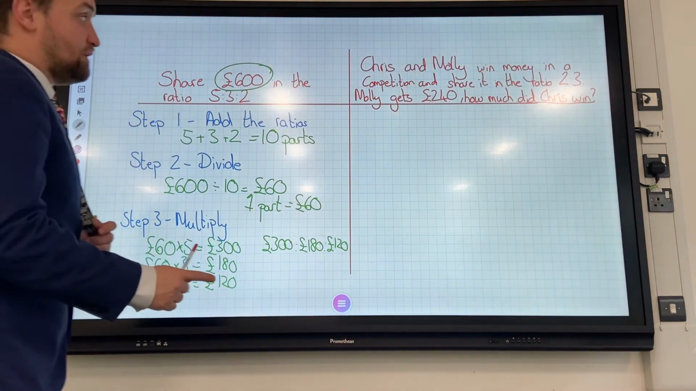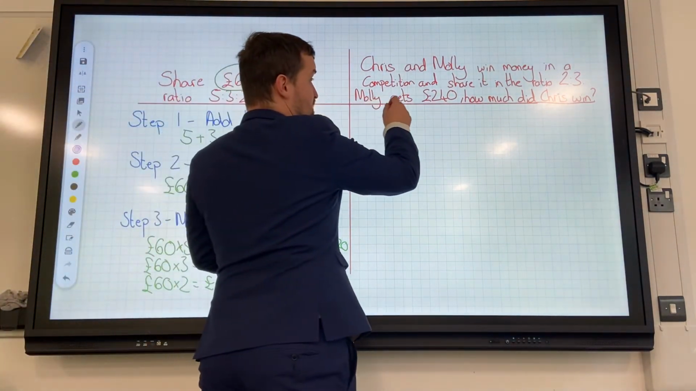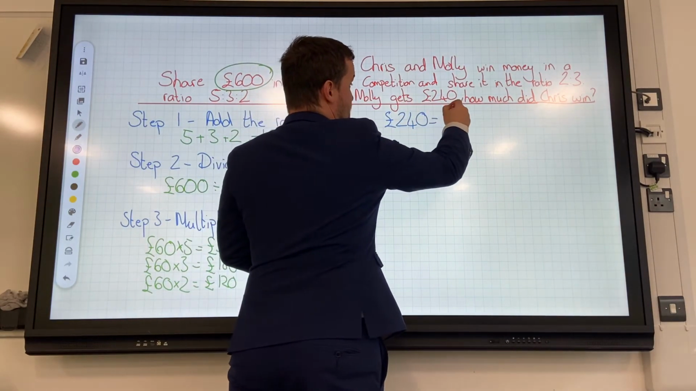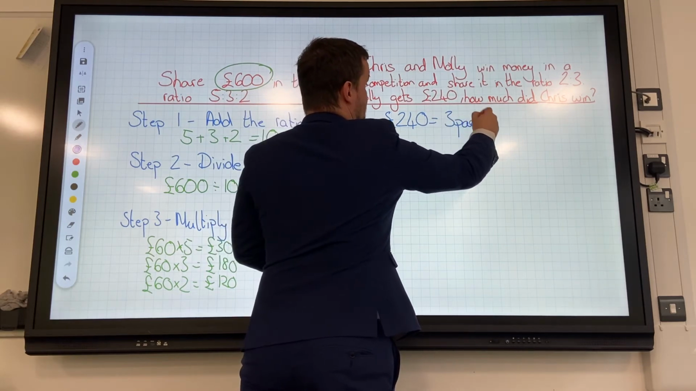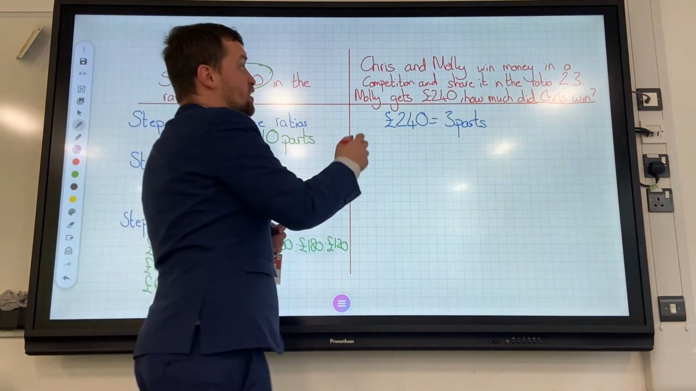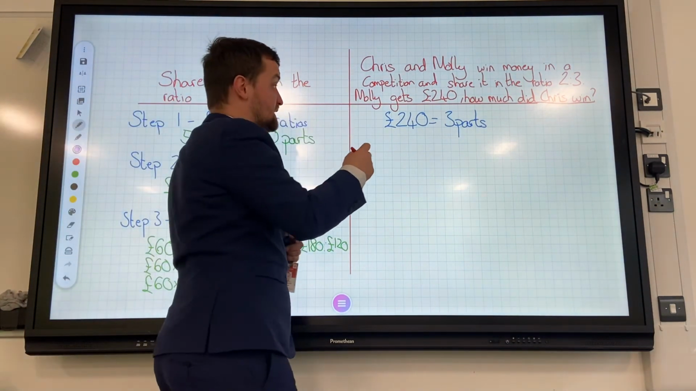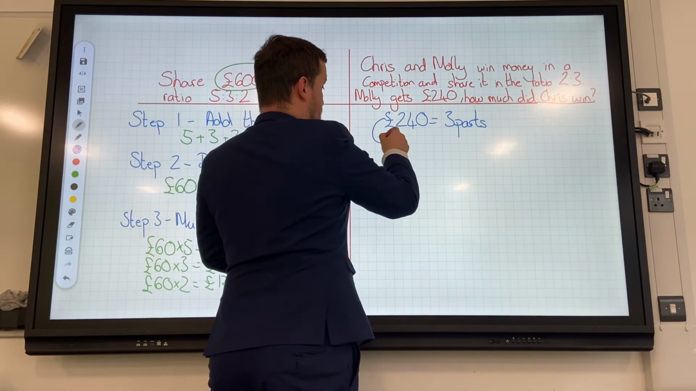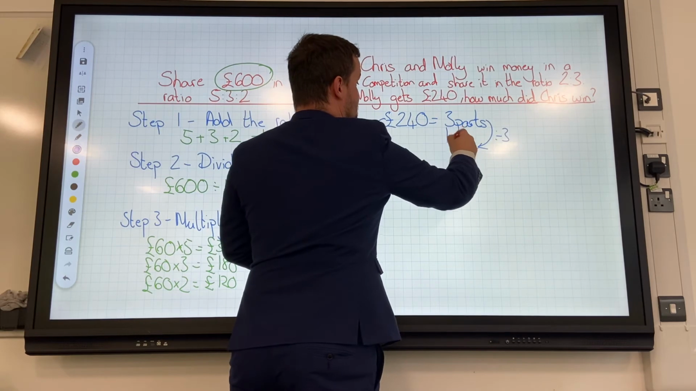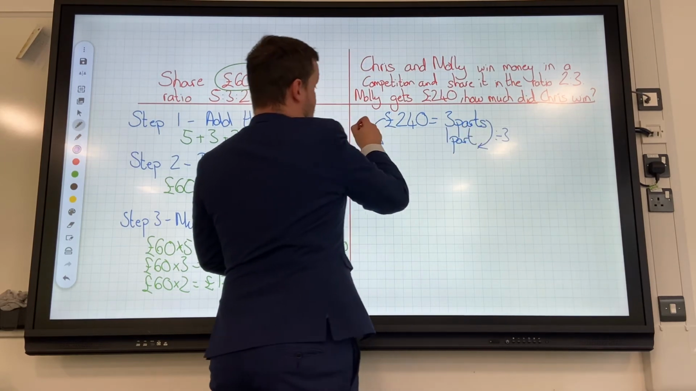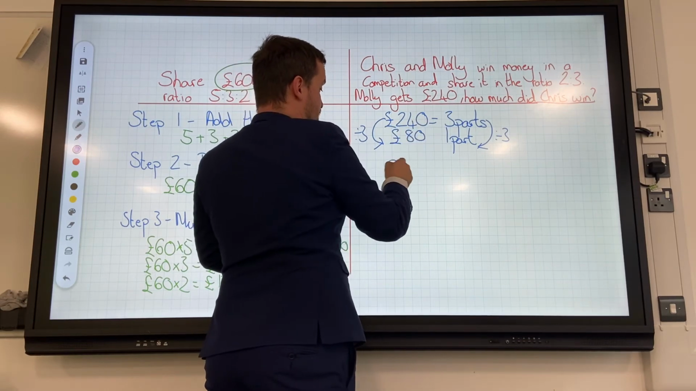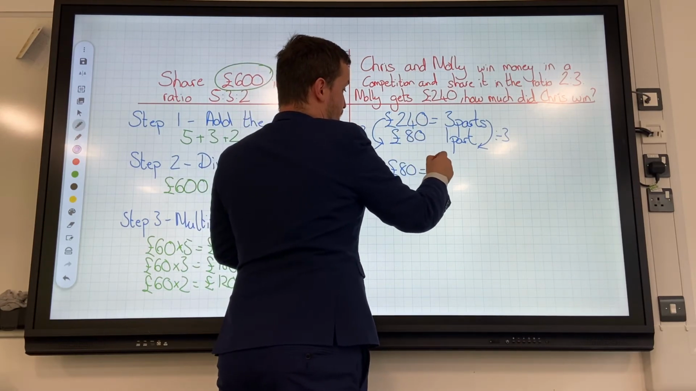So this one's slightly different. This one tells us that £240 is 3 parts. So what you're actually doing on this one is you're doing it in reverse to what we did here, okay? So first of all, we need to know how much one part is. So one part, we're going to divide both of them by 3 to get what one part is. So we need to divide this by 3 as well. So we get £80. So £80 is one part.